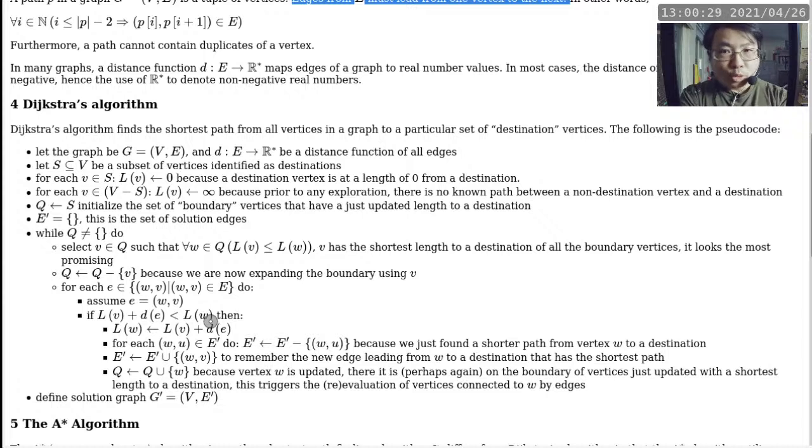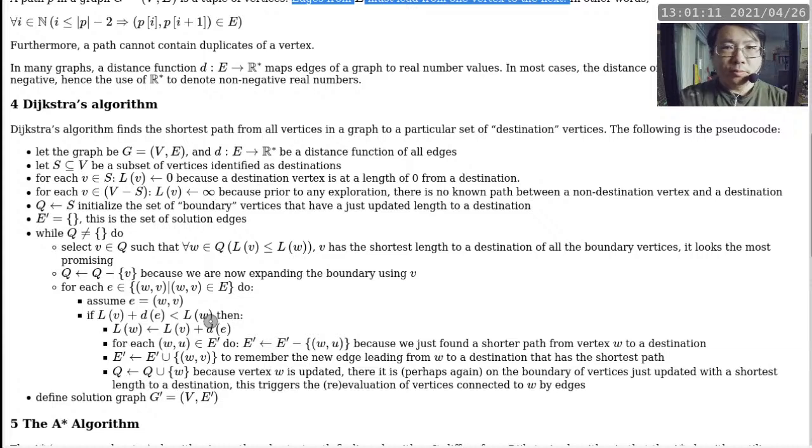So if the condition is true, that means we just found a shorter path, right? Because we looked at the path formed by going from W to V as a single edge, and then from V all the way to a destination, which we don't really know how it works, but we know the length of that particular path is L of V. So that is a path that has a shorter length compared to what we have seen up to this point, because what we have seen up to this point has a length of L of W. So when the left hand side is less than the right hand side, then we know that we just found a shorter path from W to a destination.